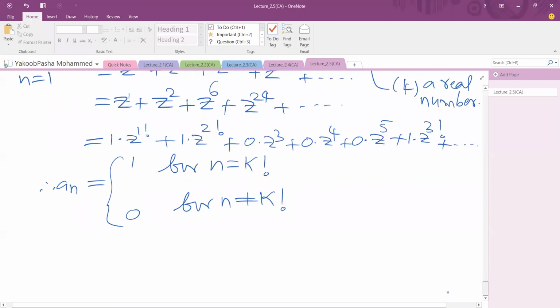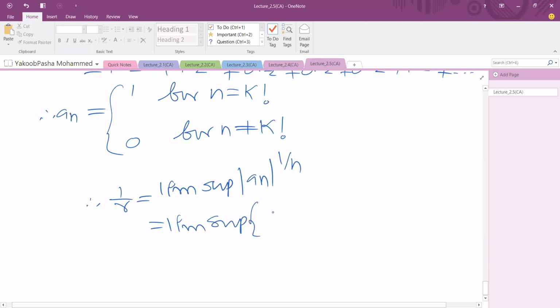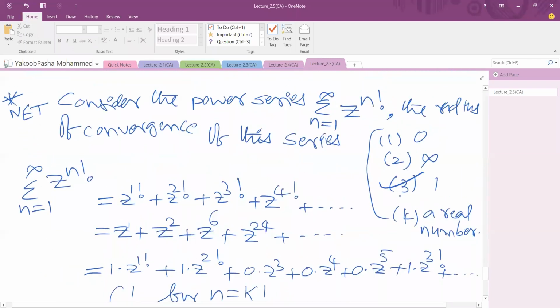When there are two options here, we have to use the supremum definition. Therefore the radius of convergence: 1 by r is equal to limit supremum of |a_n| to the power of 1 by n. This is equal to limit supremum of 1, 0. Okay, 1 power 1 by n gives 1, 0 power 1 by n gives 0 only. Supremum of these two is 1. Therefore the radius of convergence is equal to 1. So our third option is the right option.